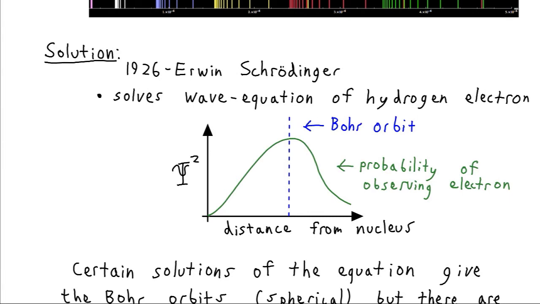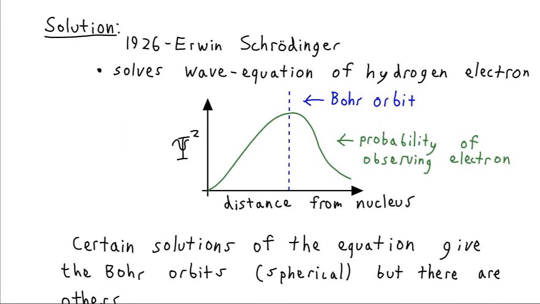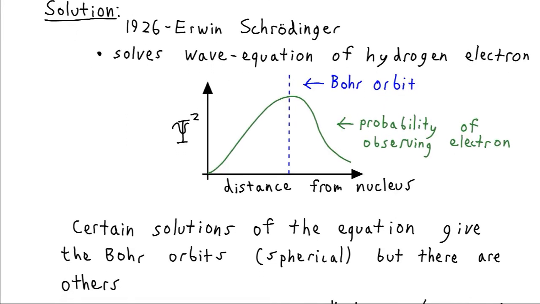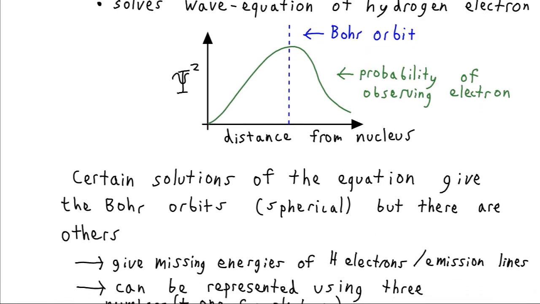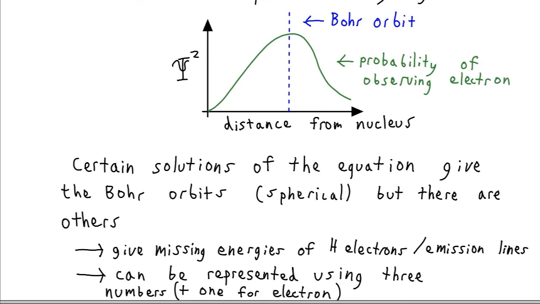Now, if we solve this equation, it doesn't just give us the Bohr orbits, it gives us some other solutions as well. The Bohr orbits are the ones that look kind of spherical, but there are other orbits with different shapes, and solving these gives the missing energies for our emission lines. And we can represent these solutions using 3 quantum numbers. And we'll also tack on a 4th quantum number to represent the electron which is occupying that orbital.